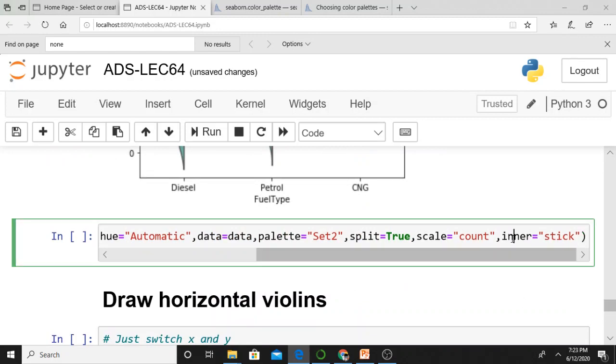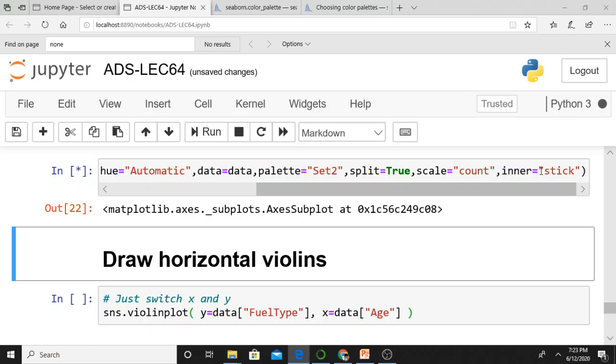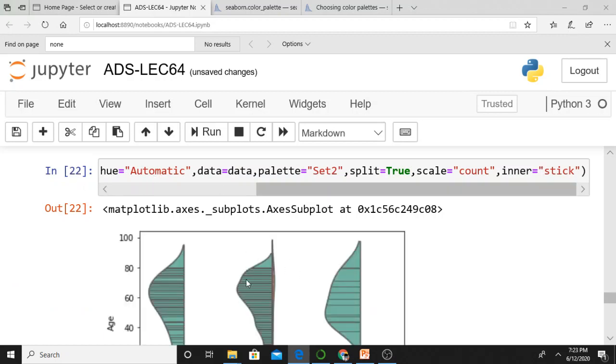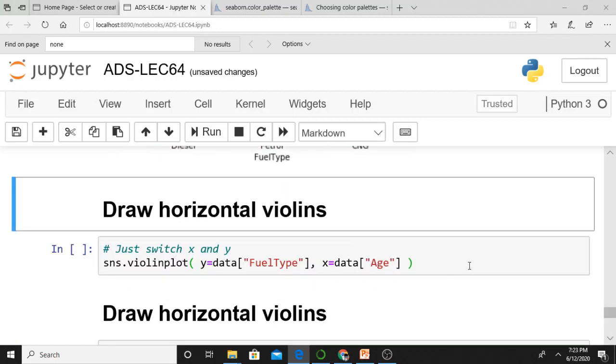If you say stick, I already discussed what stick is. If it is stick, it shows each underlying data point. It is showing underlying data points, so you can understand that output. Just observe this output carefully. What it says is underlying data points. These are underlying data points. Go through it once and try to analyze.